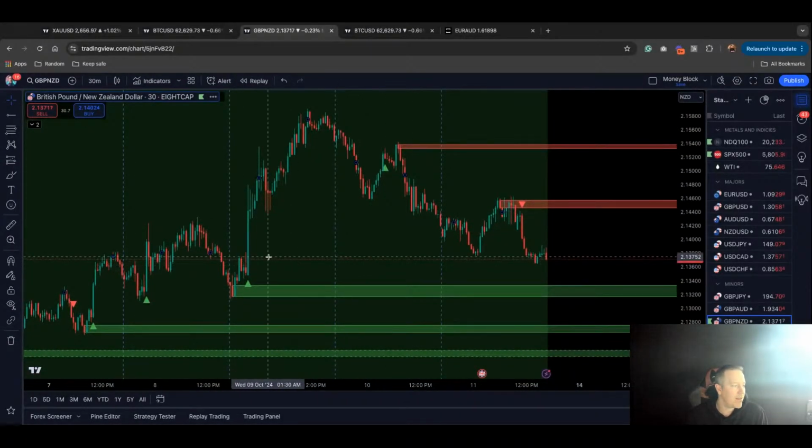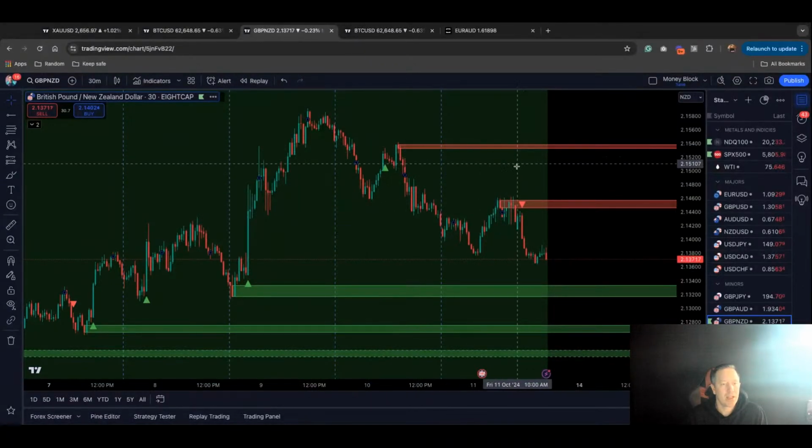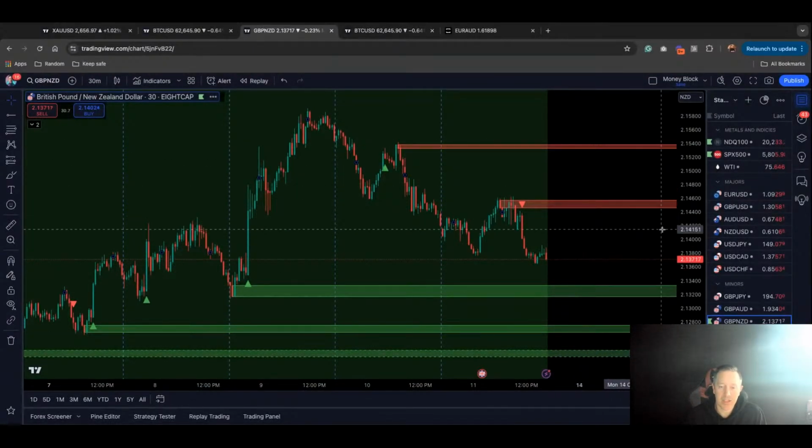GBP NZD, same thing. We've got these fantastic buy opportunities that showed up last week using these order blocks. So now that's come up, sell opportunity, sell opportunity. I expect this to actually get a sell opportunity pretty early, on Monday or Tuesday at the most. Sell opportunity to come back down, retest these, and then take these positions back up again.